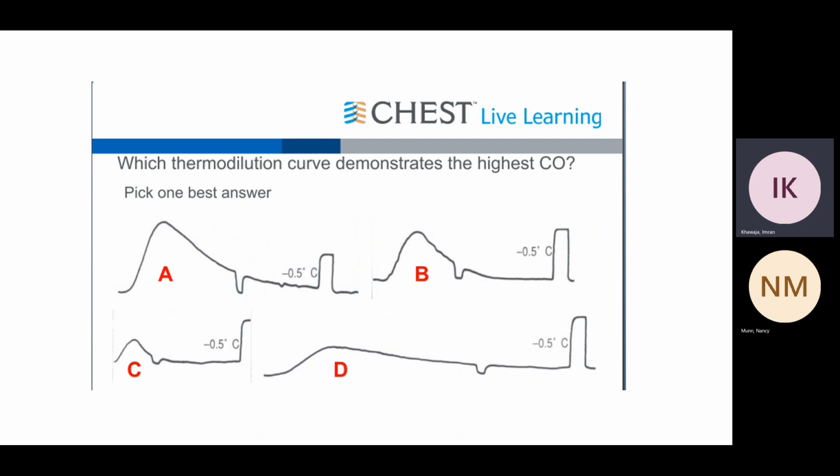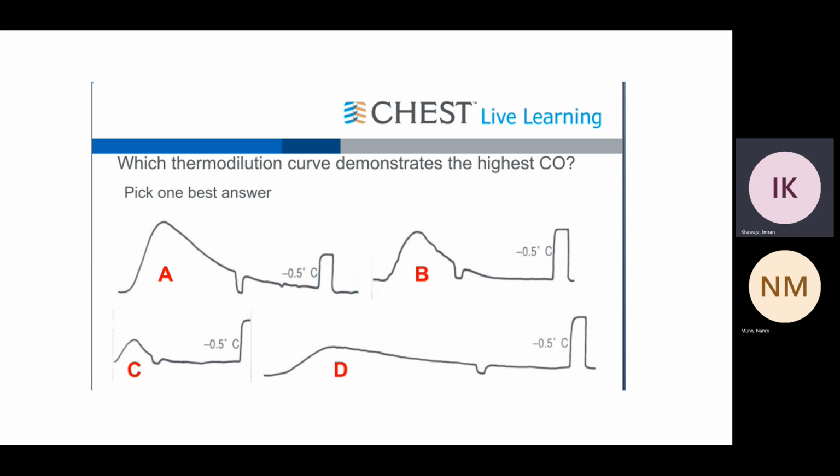Okay, this will be the last question. Yunus, this is for you. Which modulation continues slightly high? A is low, B is normal, C is high. As the curve is smaller, the cardiac output will be higher. So, okay, C, I would say C is the answer.